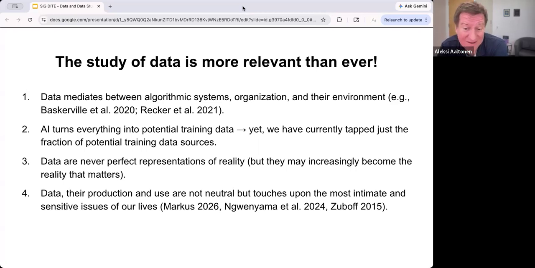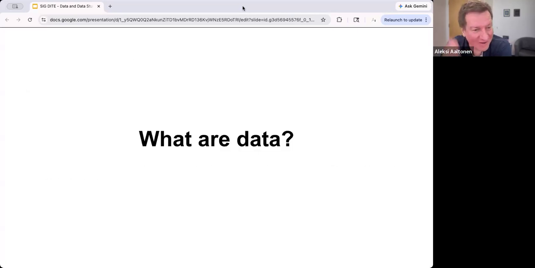Also, data and their production and use are not neutral, but they touch upon the very most intimate and sensitive issues of our lives. We have studied, and Marta is particularly expert on personal data, which is a very fascinating theme in this sense. So that's basically a short introduction to why study data. And I turn to Marta, who will talk about what are data then.